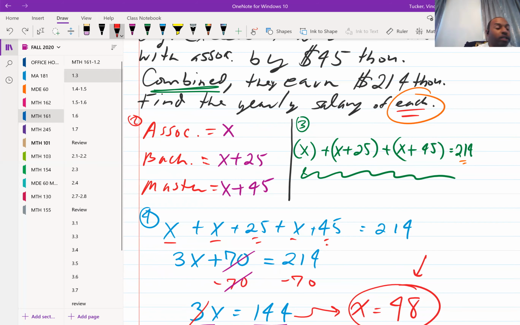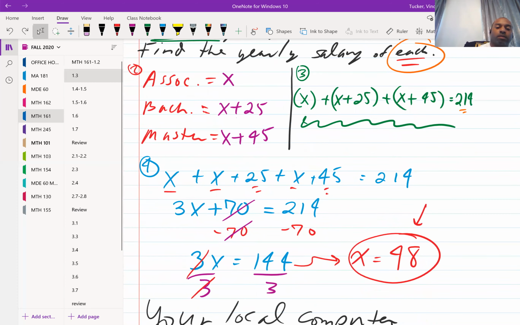Then we would subtract 70 from both sides. That'll give us 3x equal to 144. Then to finish it off, divide by 3. X is equal to 48.